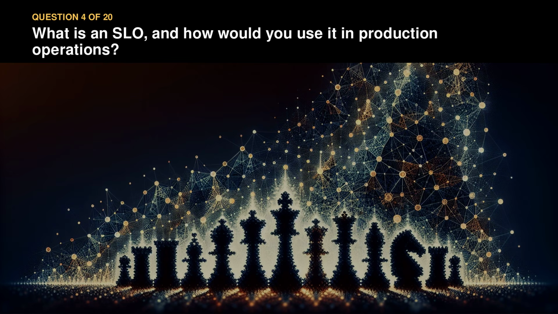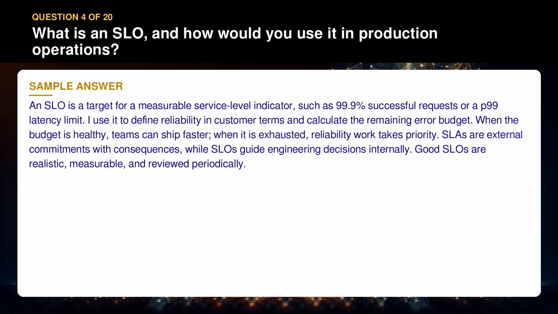Question 4. What is an SLO, and how would you use it in production operations? An SLO is a target for a measurable service-level indicator, such as 99.9% successful requests or a P99 latency limit. I use it to define reliability in customer terms and calculate the remaining error budget. When the budget is healthy, teams can ship faster. When it is exhausted, reliability work takes priority.